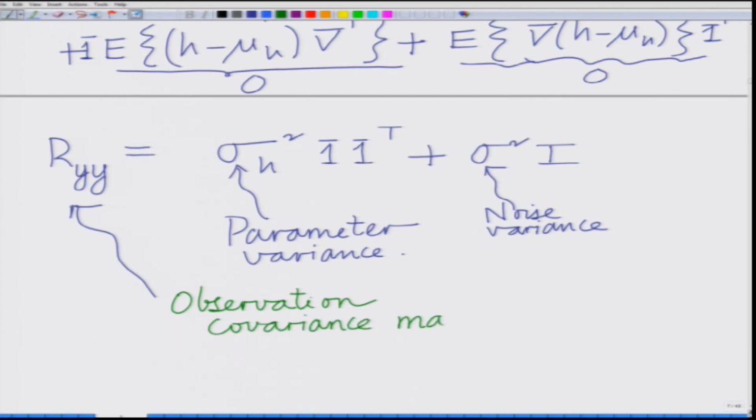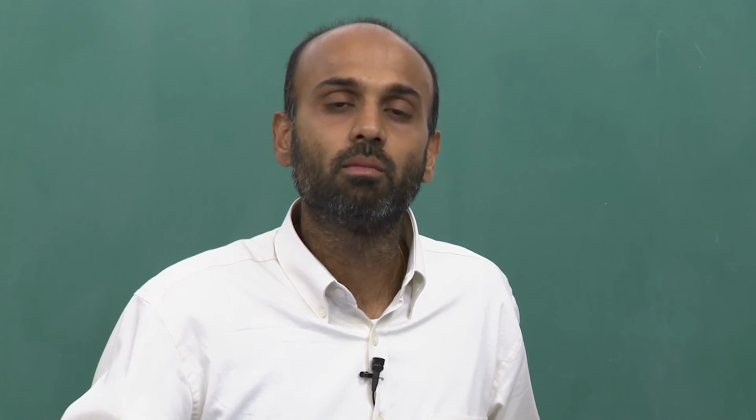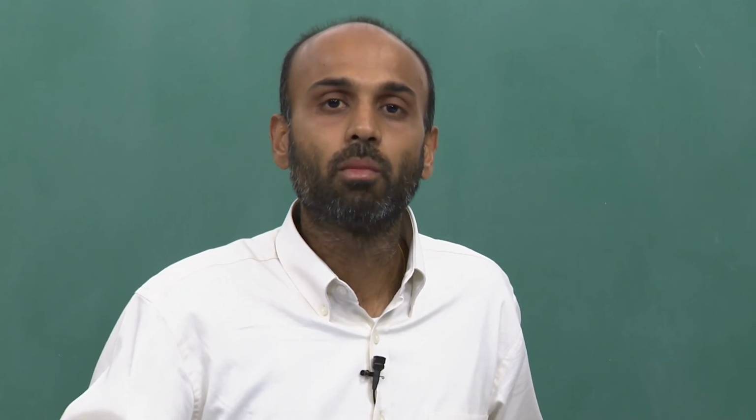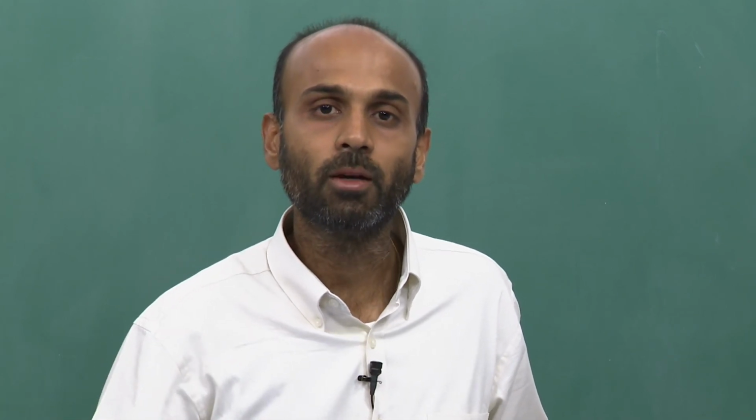In fact, it is the covariance matrix of the observation vector, R_yy, which is the expected value of (y bar minus mu bar y) times (y bar minus mu bar y) transpose, which is equal to sigma h square times 1 bar 1 bar transpose plus sigma square times the identity matrix. Okay.